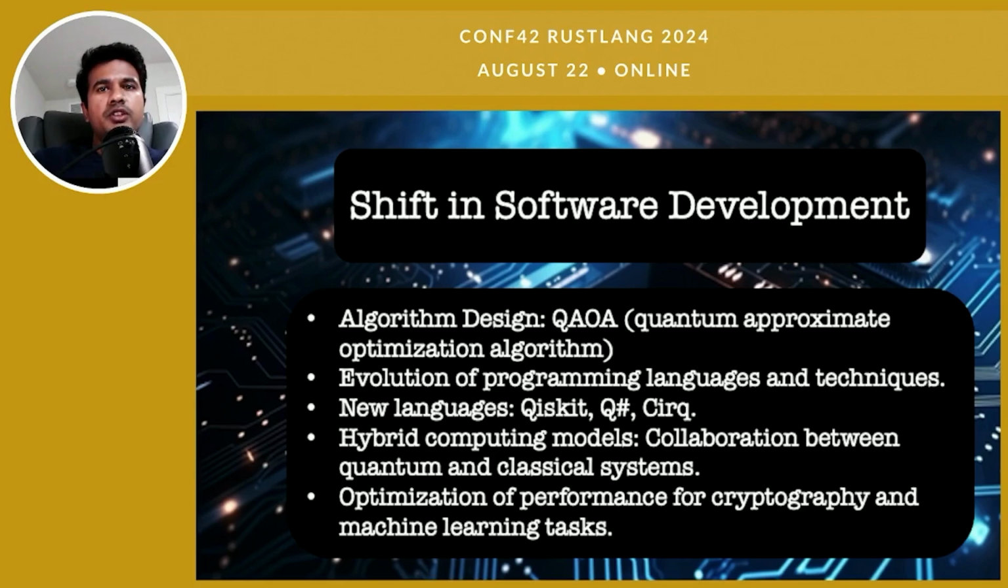This demonstrates the potential of a quantum algorithm to solve complex optimization problems more efficiently than their classical counterparts. Programming languages. The evolution of quantum programming languages includes new quantum-specific languages and frameworks that have emerged, such as Qiskit, Q-Sharp, and Cirq. These tools abstract the quantum operations, allowing developers to write quantum programs without deep expertise in quantum physics. For instance, Qiskit has been used to implement a quantum support vector machine that achieved 100% accuracy on a small dataset, demonstrating the potential of quantum machine learning.